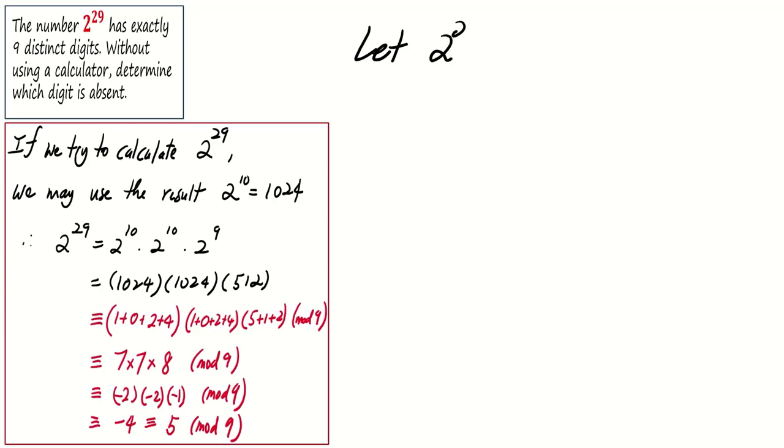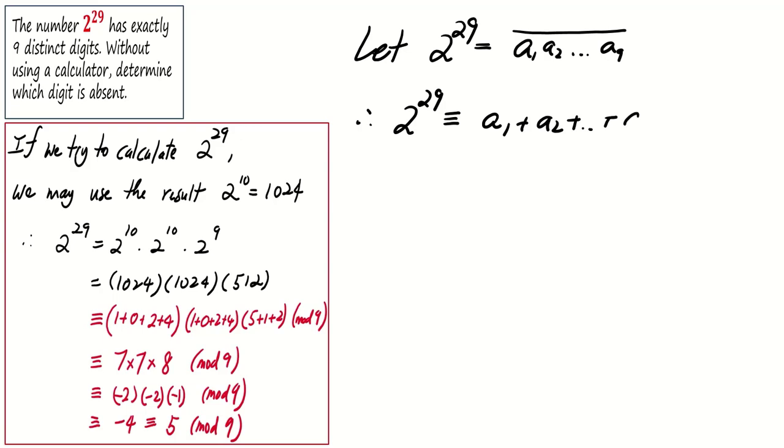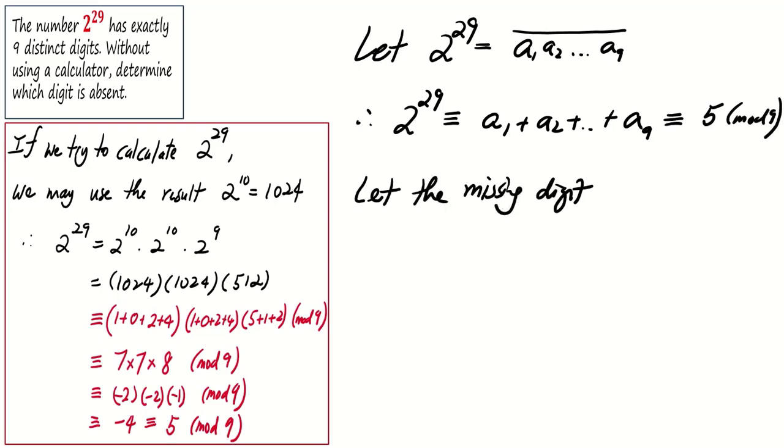Now let 2 to the power 29 be the 9-digit number A1, A2 all the way to A9. This means that 2 to the power 29 is congruent to the sum of A1, A2 all the way to A9 mod 9, which is known from the calculation just now. It is 5 mod 9. Let the missing digit be x.